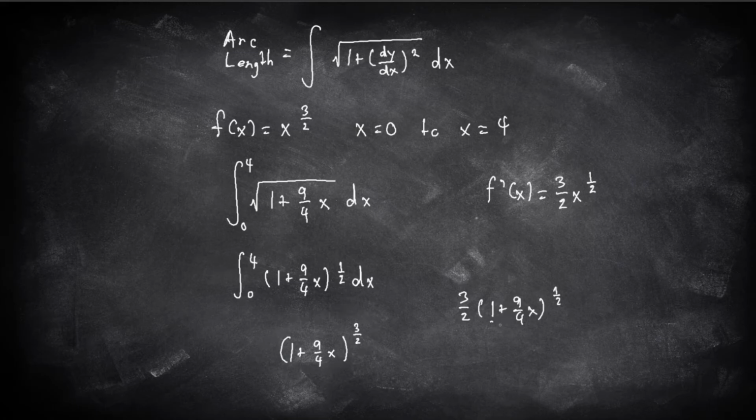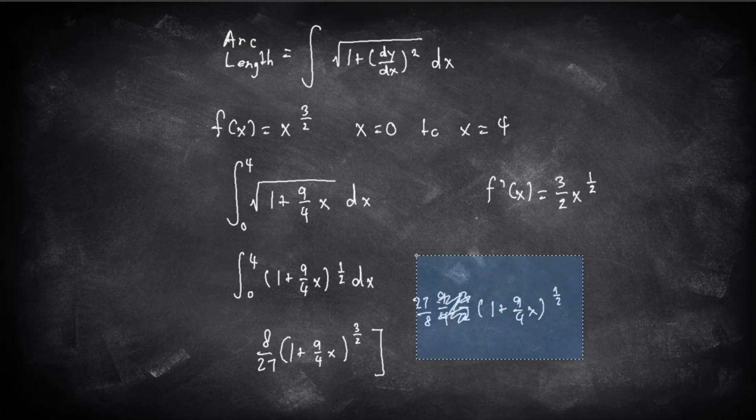So the derivative of 1 is 0. The derivative of 9 over 4x is 9 over 4. So that means we need to multiply by 9 over 4. So this comes out 9 times 3 is 27, and 4 times 2 is 8. Okay, so that means the derivative of this is 27 over 8 times this. So we need to scale this down by 8 over 27. Okay, that would be our integral.